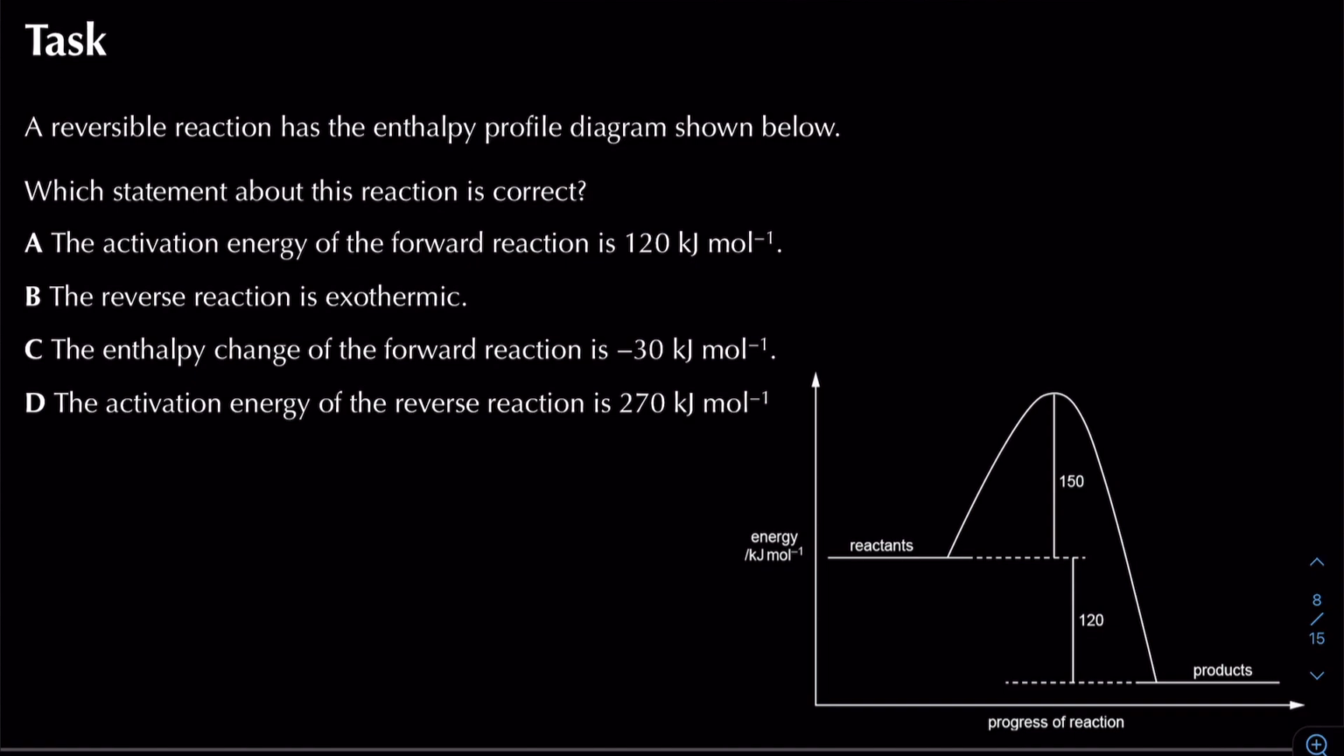So yeah, a reversible reaction has the enthalpy profile diagram shown below over here, and we're asked which statement about this reaction is going to be correct. First of all, the activation energy of the forward reaction is going to be 120 kilojoules per mole. Well, if I were to look at this, right, the forward reaction, there's a distance between here and here, which you can see the examiner's actually already drawn in for us, but without an arrow. That's going to be 150 kilojoules per mole, so that's going to be incorrect, because remember, your y-axis values are actually given over here, right? So that's going to be 150, not 120.